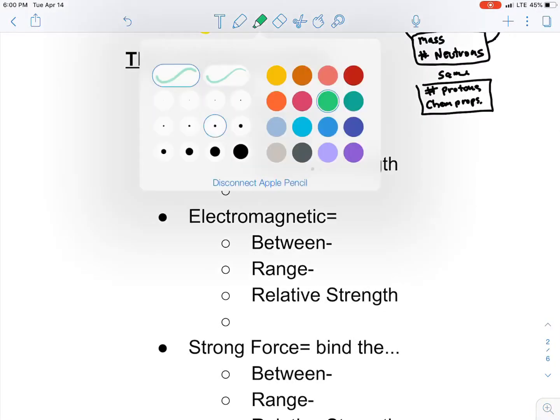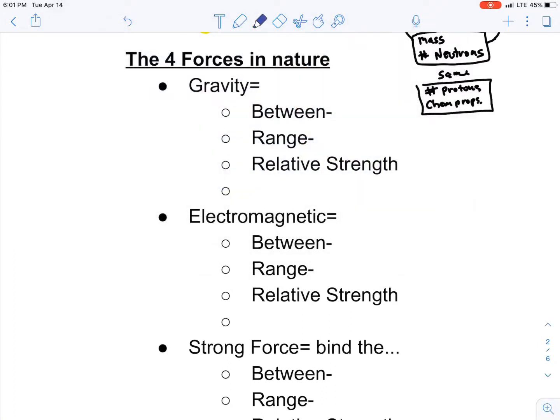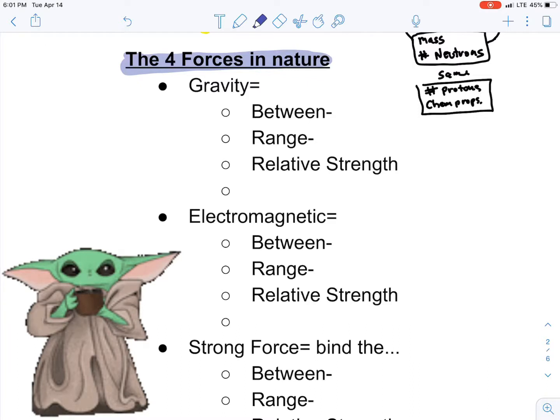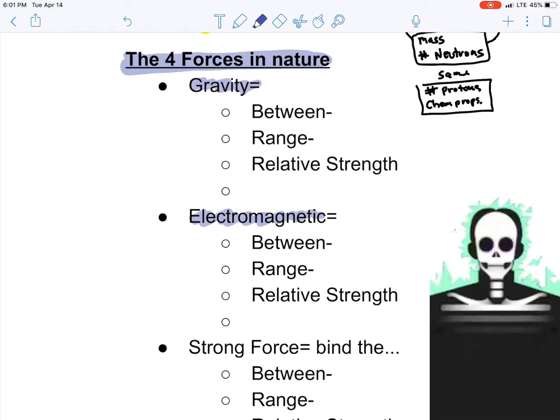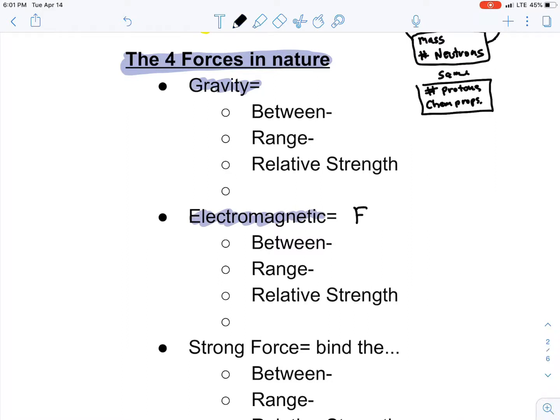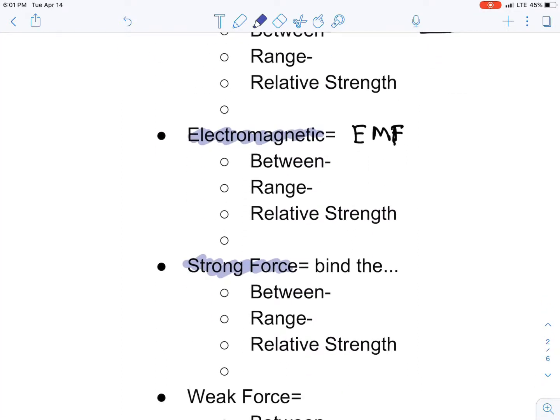There are four forces in nature. I know this doesn't sound like it's right, but it is. There are only four forces in nature. And those four forces are gravity, electromagnetic, and now electromagnetic, you're going to see me write EMF, electromagnetic force, because that's the easy way to do it, right? And there is the strong force, and then there's the weak force. All right, so we have those four forces.